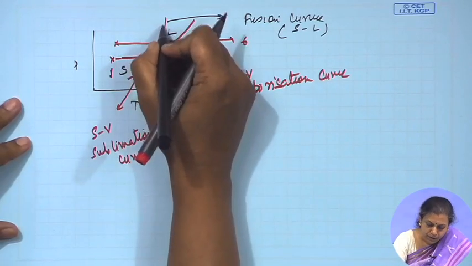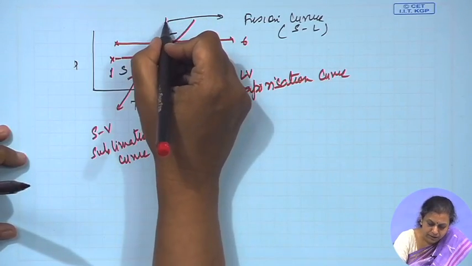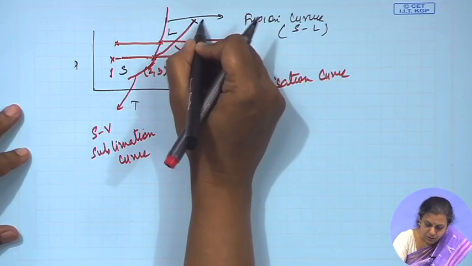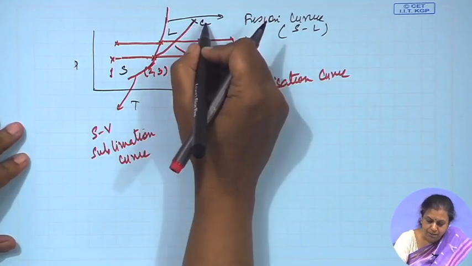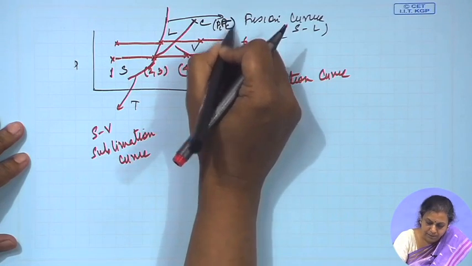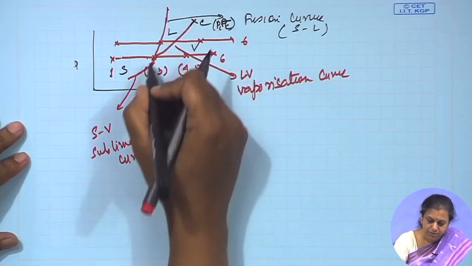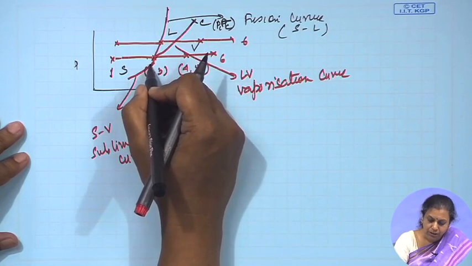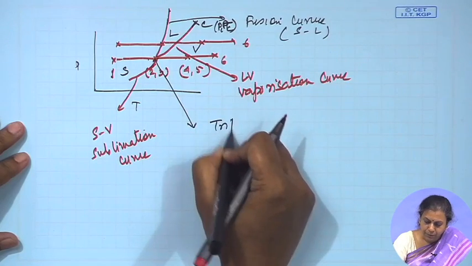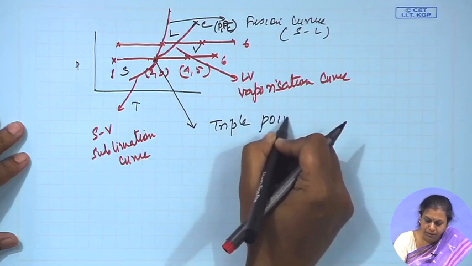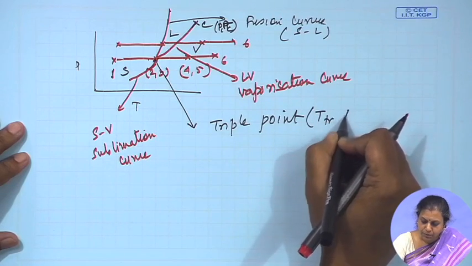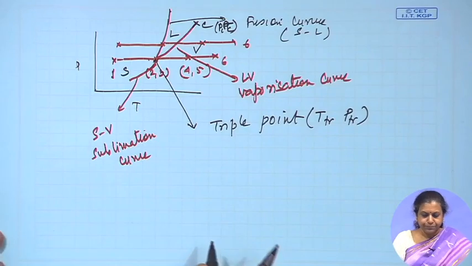Again, I would like to remind you that the fusion curve can continue indefinitely, but the vaporization curve has to terminate at point C, which is given by PC, TC. The sublimation curve also terminates. All these three meet at the triple point, which reduces to a point here, marked by a particular T triple point and P triple point.